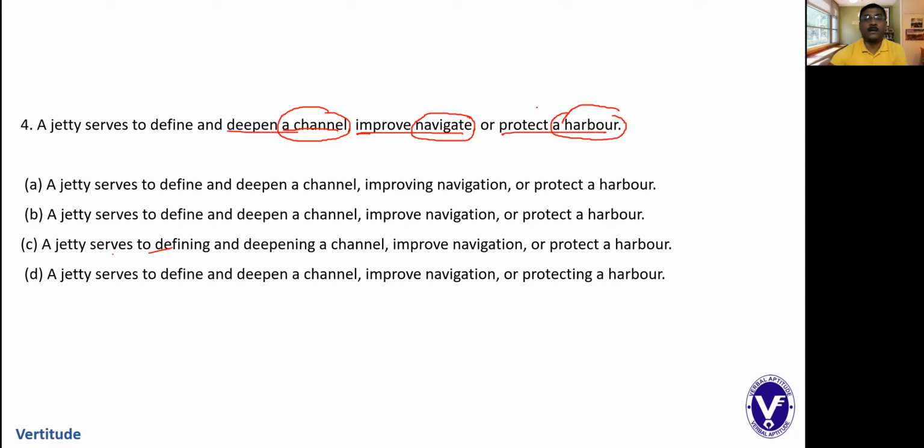And improve, it should be improve navigation. So a jetty serves to define and deepen a channel, improve navigation, or protect. So here it should be navigation. A jetty serves to define and deepen a channel, improve navigation, and protect a harbor.